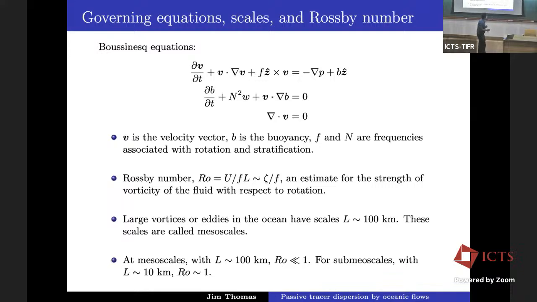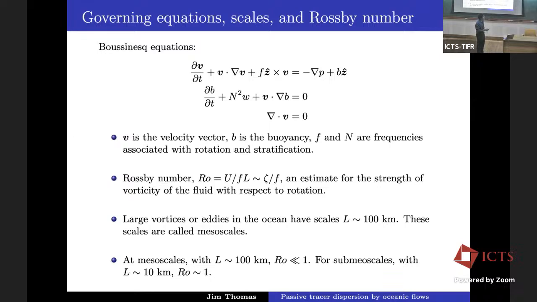So these are the equations one would look at for oceanic and atmospheric flows. They're called the Boussinesq equations. Earlier in this meeting, in the first couple of talks, we saw the Navier-Stokes equations. The first set of equations describes evolution of velocity. So V is the velocity in x, y, and z direction.